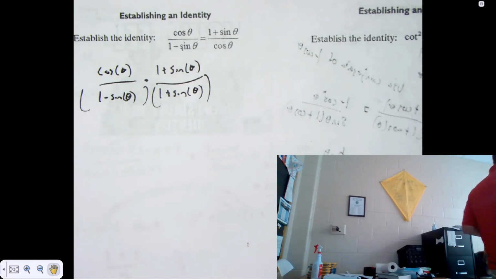Don't distribute in the first place. I told you guys, don't distribute in the numerator, unless you absolutely have to. They're ready to distribute to the numerator. I think what you're missing is your 1 minus sine squared. That's what you have to manipulate.